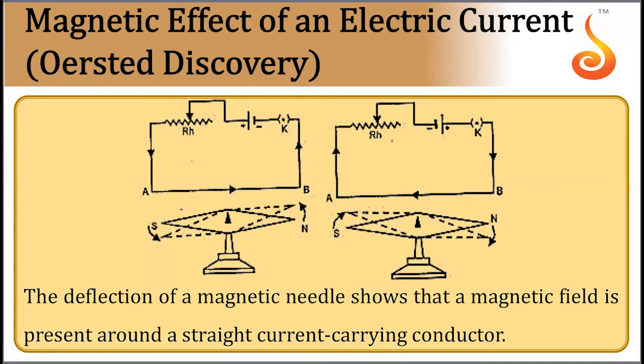First thing, it starts with the magnetic effect of electric current, Oersted's discovery. Whenever there is a current in the circuit, a magnetic needle kept in the vicinity gets deflected. If you reverse the direction of the current, the direction of deflection also gets reversed. See here, the north pole is deflecting this way, here the north pole is deflecting this way. So deflection of the magnetic needle shows that a magnetic field is present around the straight current carrying conductor. This is Oersted's discovery.